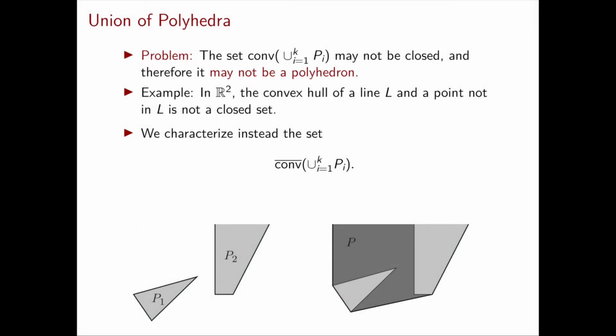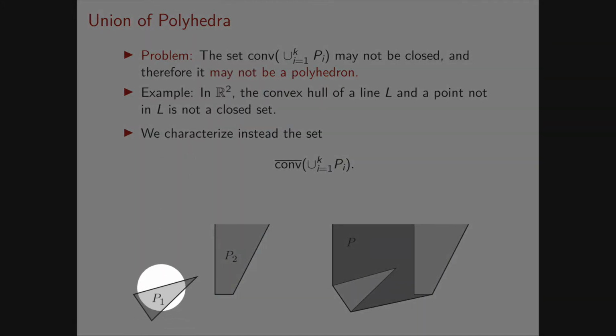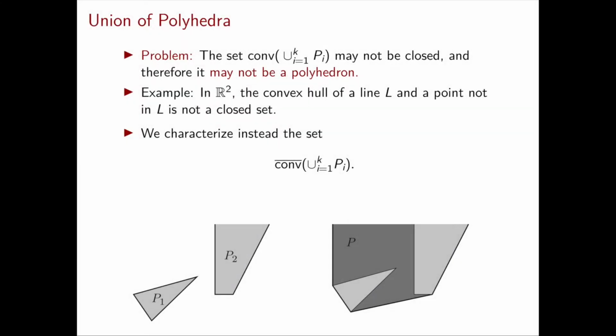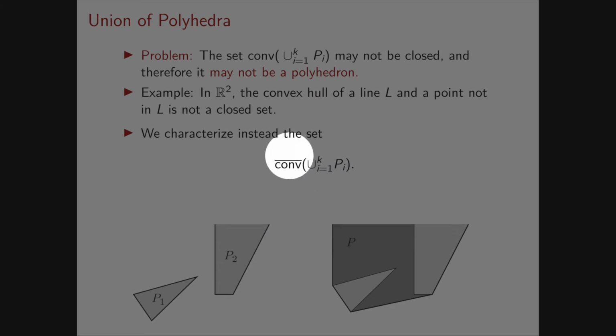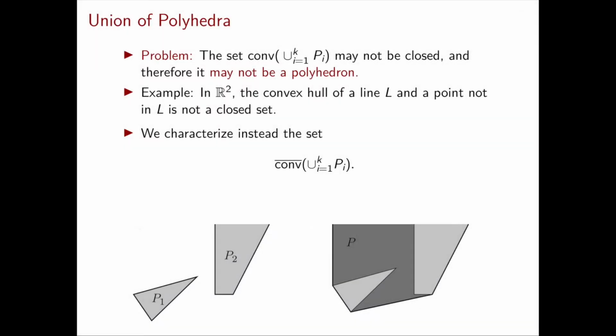We have here an example, just to understand what we're talking about. We have a polytope P1 and a polyhedron P2. And the set over here on the right is exactly the closed convex hull of the union of the two. Note that for this very specific example, the set that you would obtain without the closure, so just the convex hull of the union, would not contain this line. This line here is only present in the closure of the convex hull.